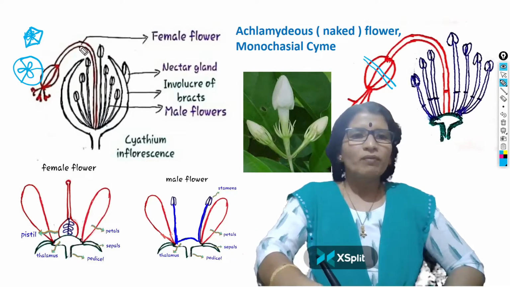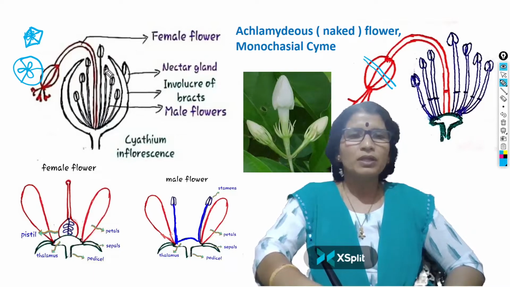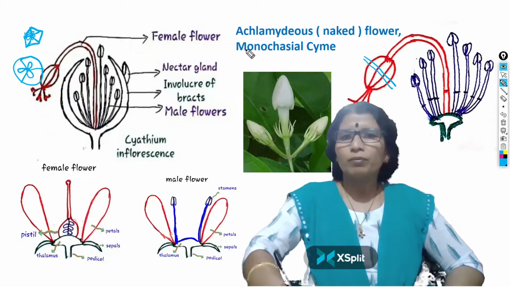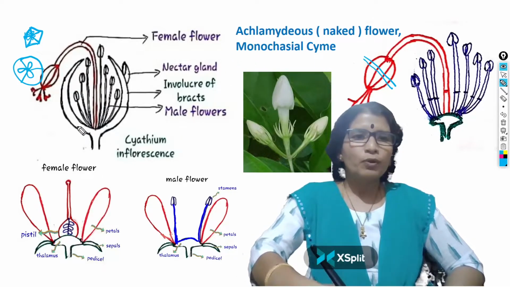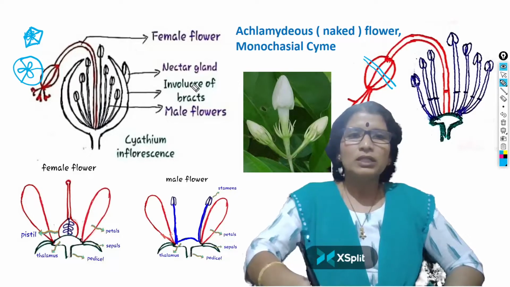So in the middle only one single female flower is present. Around this female flower, a number of male flowers are present. Each male flower looks like a single stamen. These male flowers are arranged in monochasial cyme. And all these flowers are protected by a deep cup-like structure, that is the involucre of bracts.